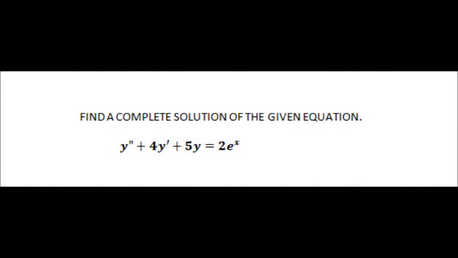Find a complete solution of the given equation, which is y double prime plus 4y prime plus 5y equals 2e to the x. Take note that this equation is non-homogeneous since we have 2e to the x here, and constant coefficients since there's no other coefficients aside from the x.